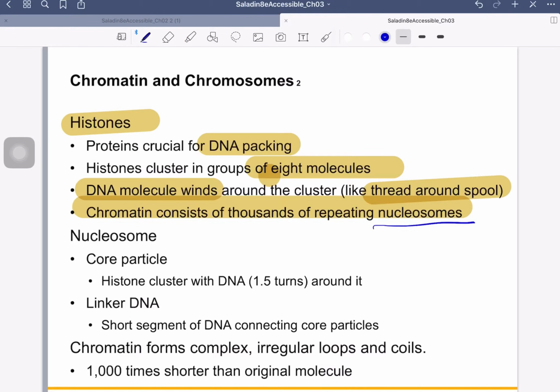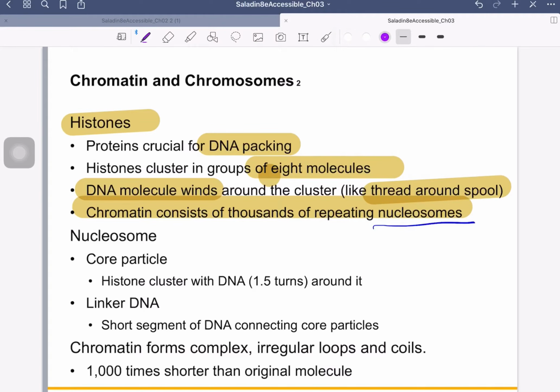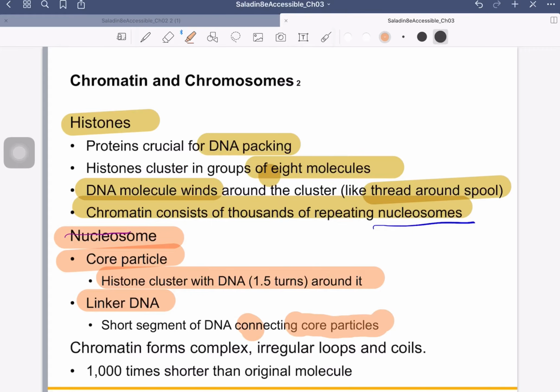So the nucleosome, let's get a different color here. The nucleosome is basically the core particle, and the core particle is the histone with the DNA, which goes around about 1.5 times. And then there is a little segment of DNA called the linker. That's the section that connects one core particle to the next.